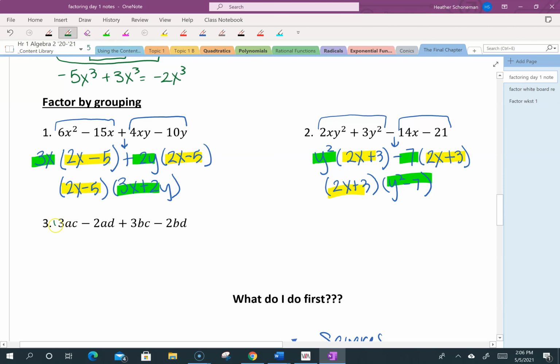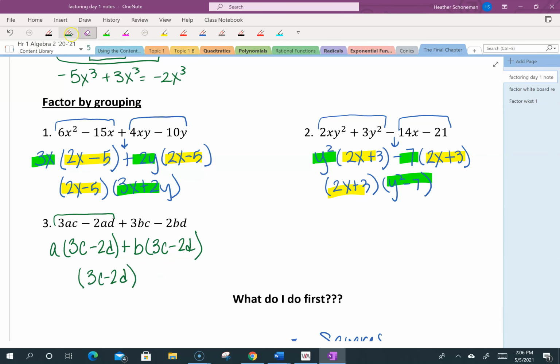Okay, next one. I'm going to look at the first 2 terms. I can factor out an a, so that leaves me with 3c minus 2d. Plus, the next one I can take out a b, and that leaves me with 3c minus 2d. Now that I've got it factored, I can just rewrite it as 3c minus 2d, whoops, not plus, apologize, parentheses a plus b. Okay, now the confusing part is figuring out what to do if it's all jumbled up.